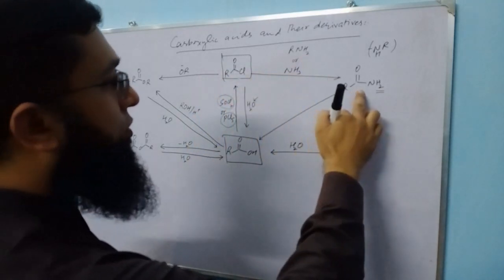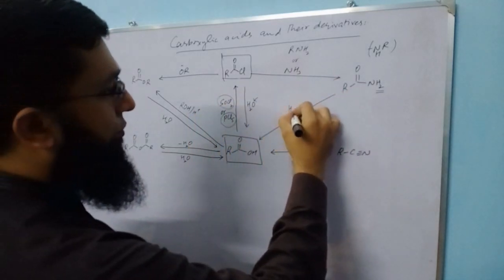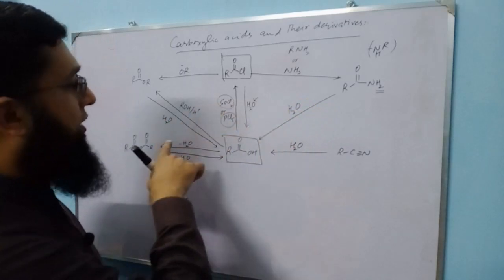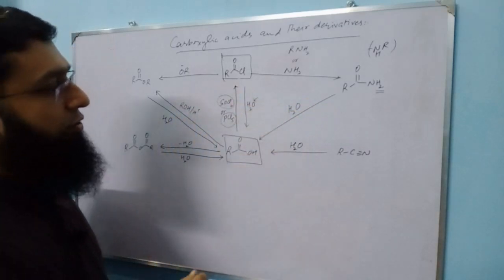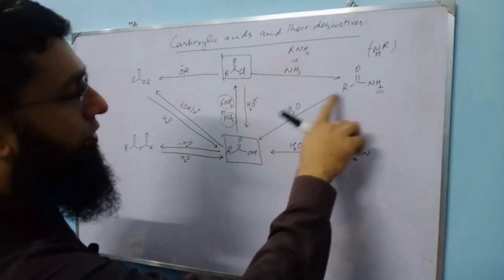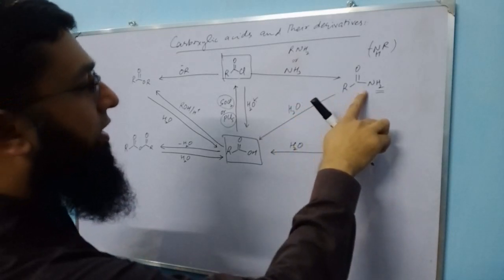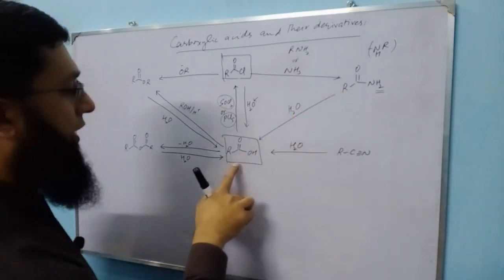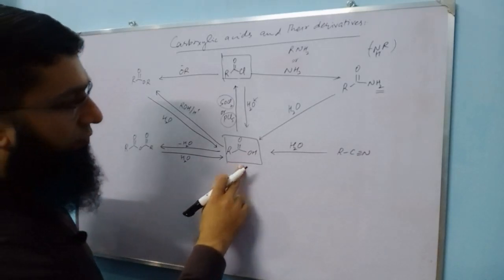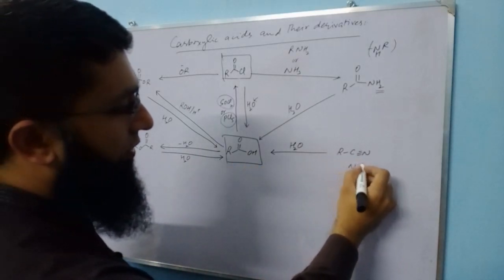This amide can also be hydrolyzed back to carboxylic acid, so we can use H2O. Here we should remember that H2O in all these places shows alkaline or acidic hydrolysis. So using alkaline or acidic hydrolysis, we can convert a carboxamide to the corresponding carboxylic acid. Also, we can prepare carboxylic acid from the hydrolysis of nitriles. So this is nitrile.